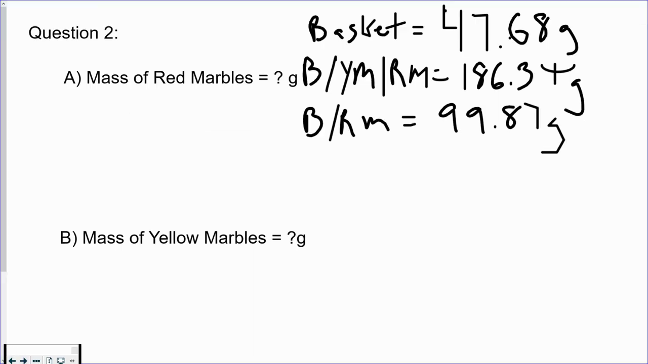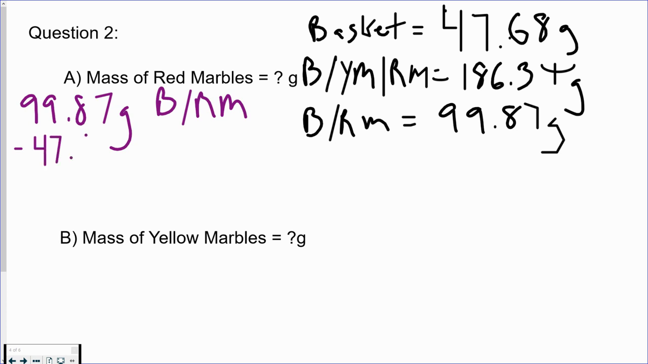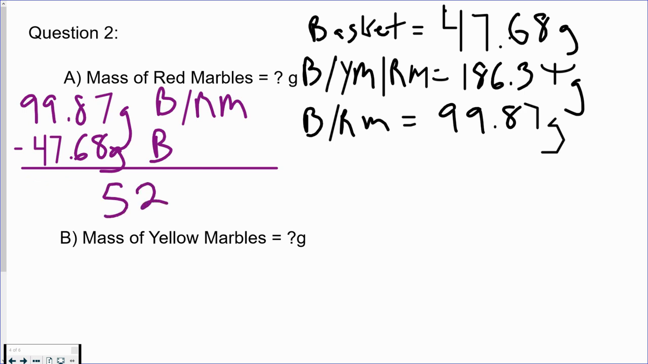So let me change my color real quick and we'll get started. It's going to be 99.87 grams, and that is the basket and red marbles. We're going to subtract the basket to get just the mass of the red marbles by themselves. And when you perform that subtraction, you should get a number of 52.19 grams. And that represents the mass of the red marbles.